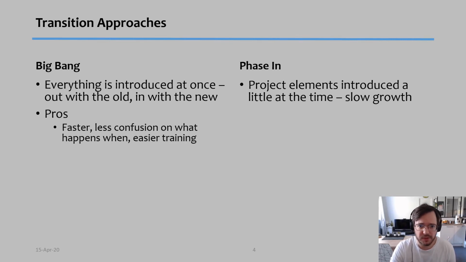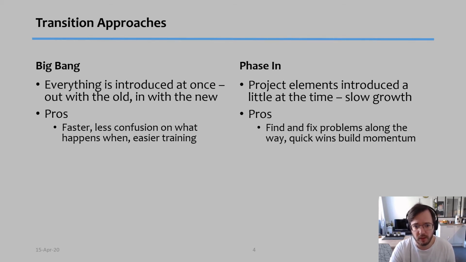The advantages of the Big Bang are that it's faster, there's less confusion on what happens when, and it's easier to train people as well. While the advantage of the phase-in is that you can easily find and fix problems along the way, so you face problems in a much more paced manner. And the quick wins that you get from fixing these problems can build quite a good momentum to implement the project results.